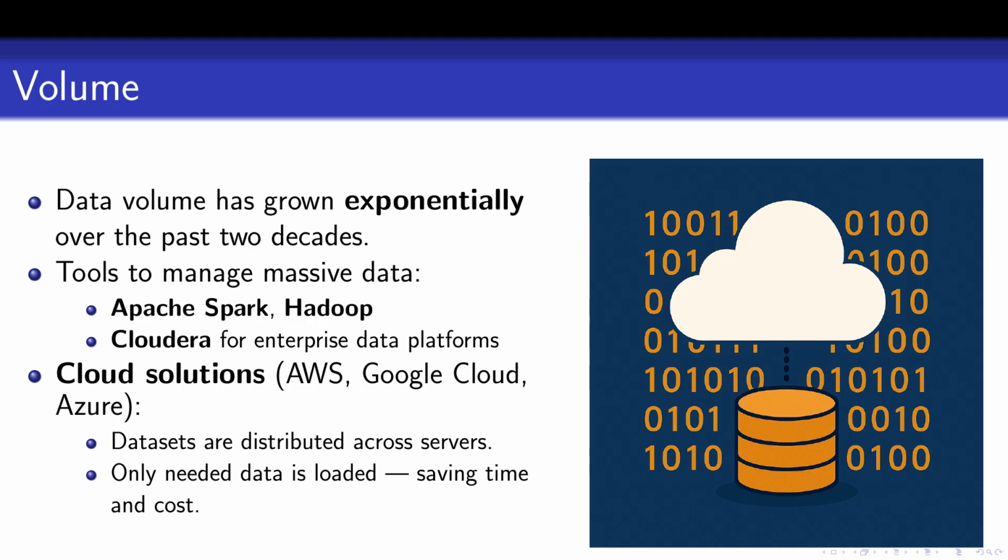Let's zoom in on the first V of big data, volume. Over the past 2 decades, the amount of data generated globally has grown exponentially. Managing this enormous volume requires powerful tools and infrastructure. Technologies like Apache Spark and Hadoop have emerged to handle distributed computing tasks, allowing us to process data in parallel across many machines. Enterprises often rely on platforms like Cloudera to organize their data infrastructure. In addition, cloud solutions such as AWS, Google Cloud, and Microsoft Azure have become essential.